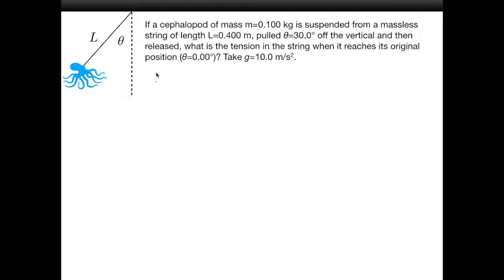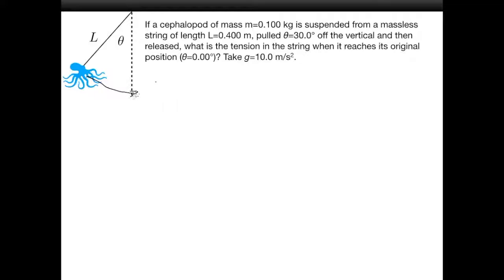To describe this problem here that I put in my slides but didn't get to in lecture. It describes what happens when you swing a mass down. I want to know what happens at the bottom of this trajectory when this little cephalopod comes down and swings through the zero point of its swing. This combines two things, the ideas of energy and the forces involved in circular motion. So this trajectory is going to be part of circular motion.